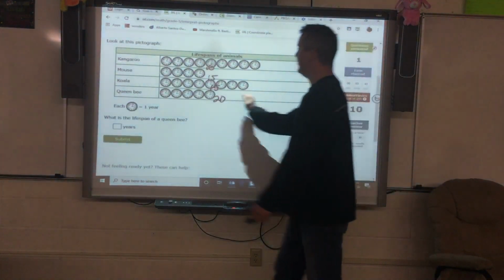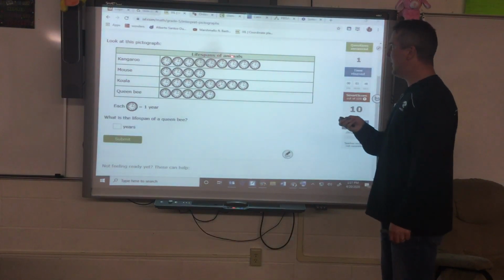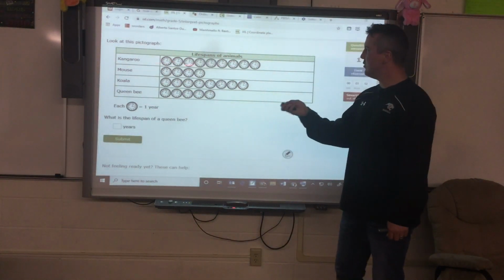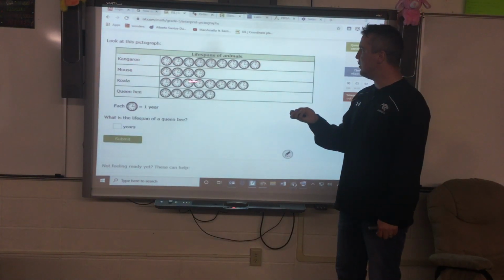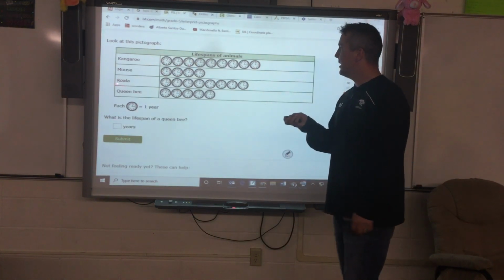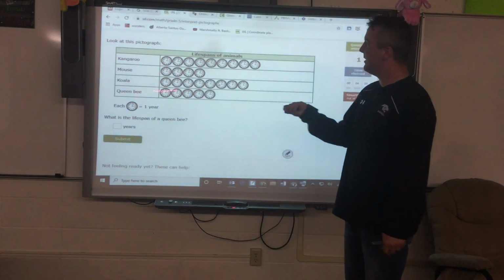Okay, so look at this pictogram. Something to do with clocks, I'm assuming. So lifespan of animals. Well, if I look at these, kangaroo, they last a long time. A mouse, not so much. Mouse traps. Don't see a lot of kangaroo traps. Koalas, they last a pretty good, decent amount of time. And then a queen bee, not bad. I didn't know the queen bee lasted longer than the mouse.